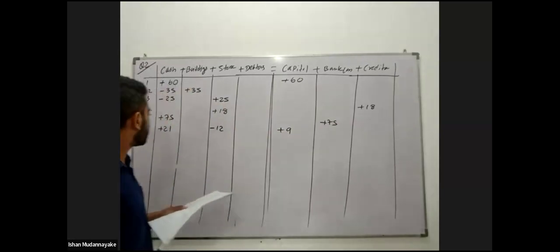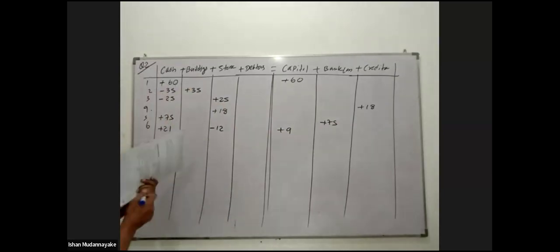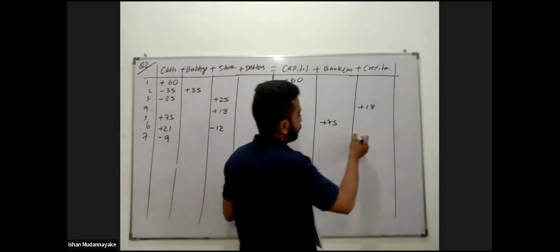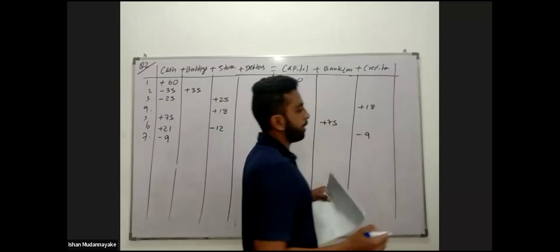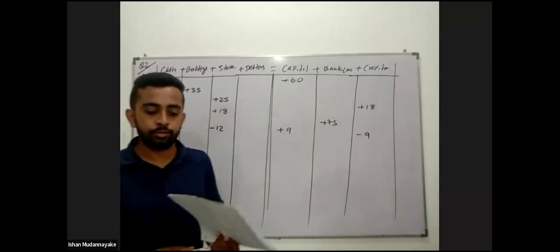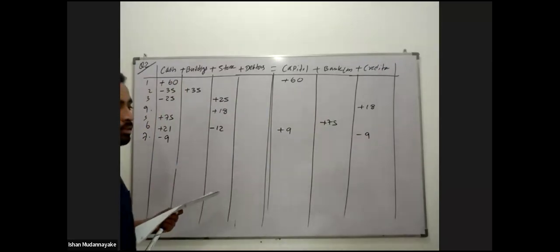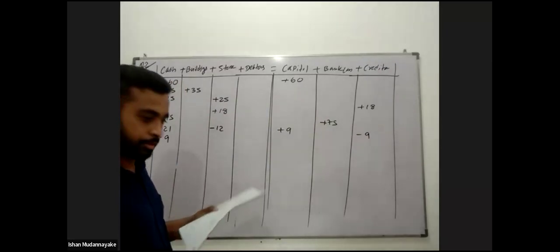Right. Transaction number 7. Cash paid to creditors 9,000. Cash minus 9,000, creditors minus 9,000. You paid 9,000 to the supplier.